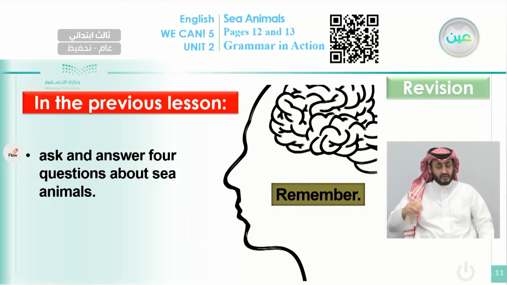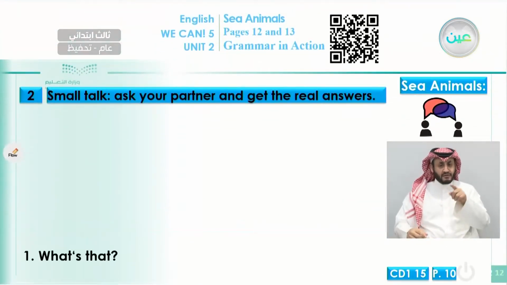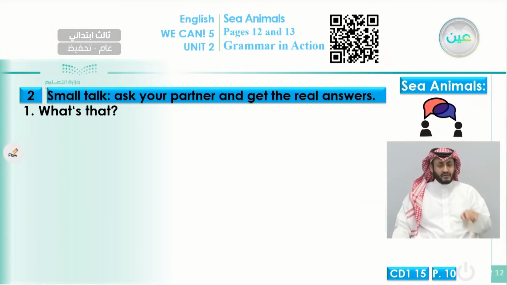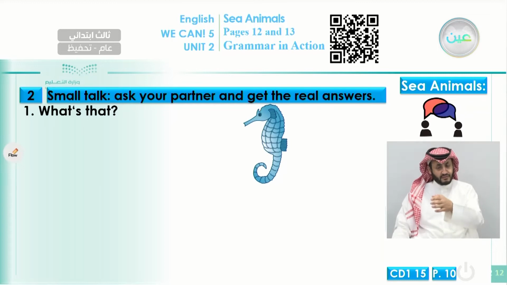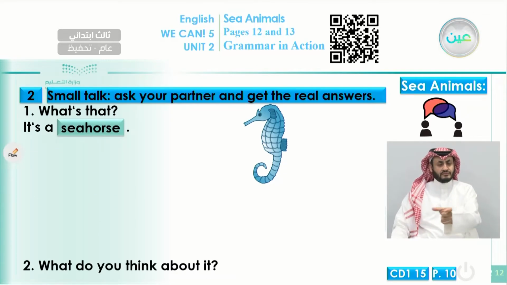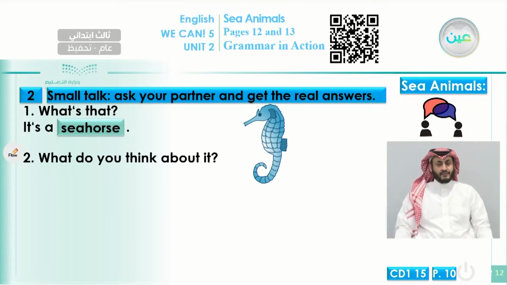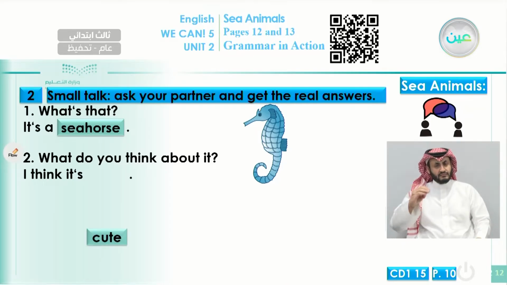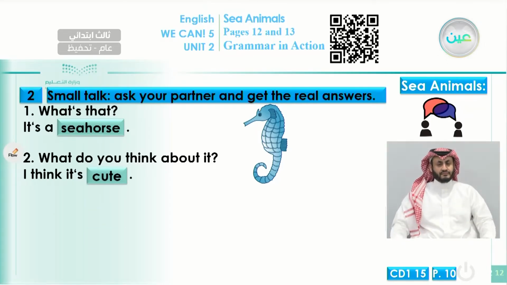Also in the previous lesson, try to remember when we asked you to answer 4 questions about sea animals. You can ask and answer them like these ones. We can say, what's that? If you say, what is that? Okay, how can you answer? You can say, it is a seahorse. Okay, what do you think about it? Now we're asking about your opinion. You can say, I think it is cute. This adjective can be used to describe the seahorse.